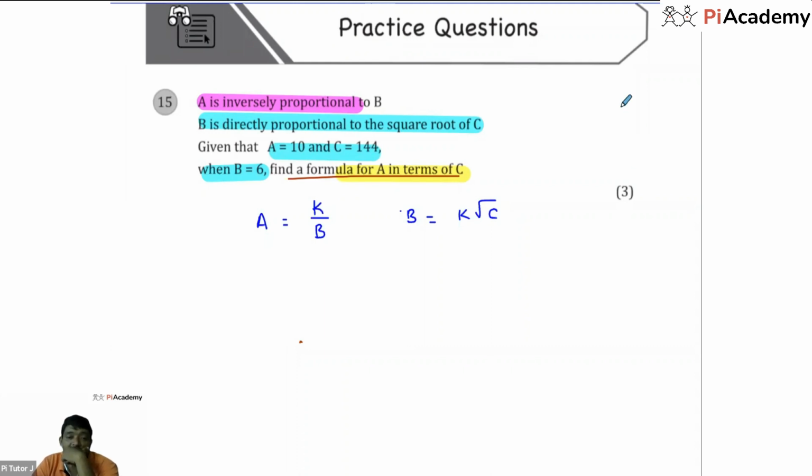Sir, when you get A equals K over K square root of C, why can't you just cancel out the K and the K? No, I'm not doing that. I mean, that's not correct. I want you to do it. Oh, okay. Yeah.